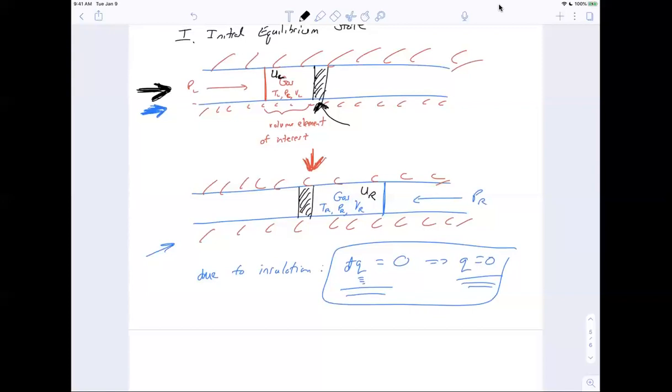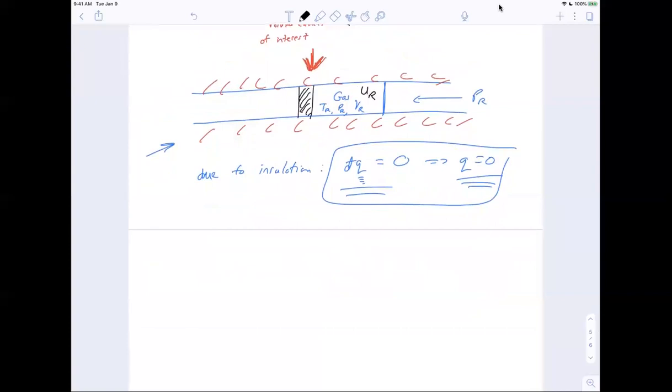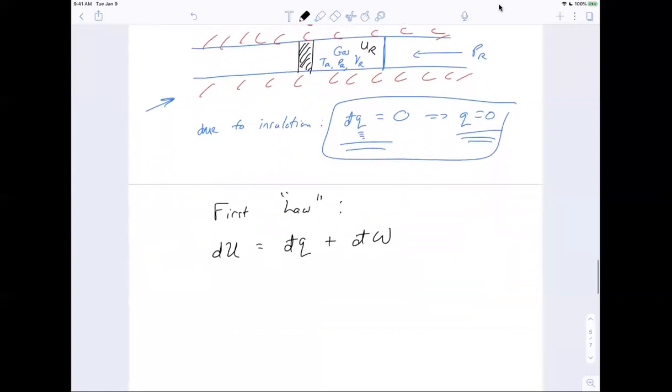So let's continue now. Let's look at a first law analysis of this process. Okay, so we have an initial and final state. So we can write the first law for this process in differential form, always. So we have dU is equal to dq plus dw, okay? But now what I'm going to do is integrate it. We always start with the differential form, and we can integrate both sides. So now we integrate over the process.